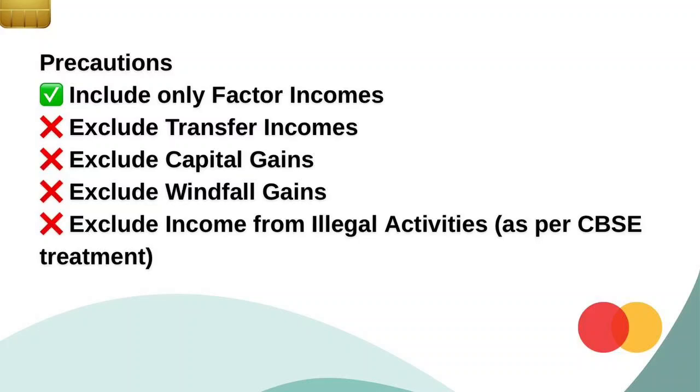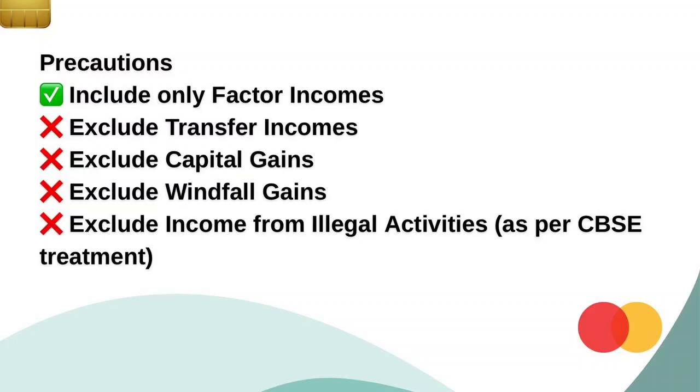Fourth, exclude windfall gains. Suppose you win 1 crore in a lottery. Congratulations. But from the viewpoint of national income, this money is not earned through production. So lottery winnings, prize money and similar windfall gains are excluded. Fifth, exclude income from illegal activities. As per CBSE syllabus, income from activities such as smuggling is not included in national income.